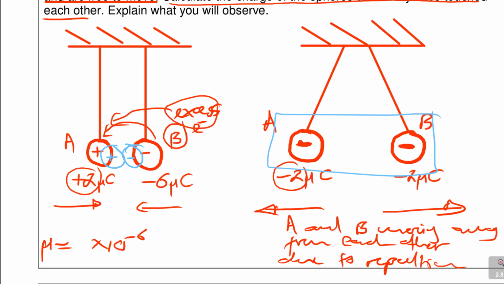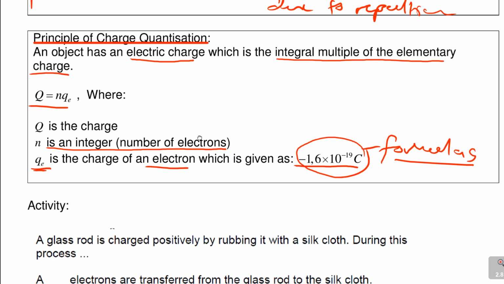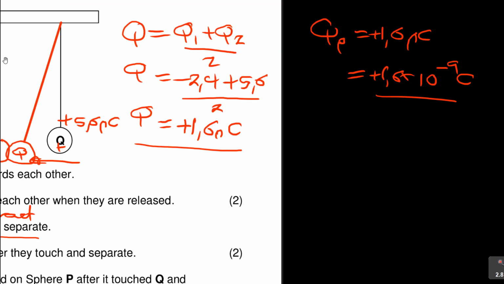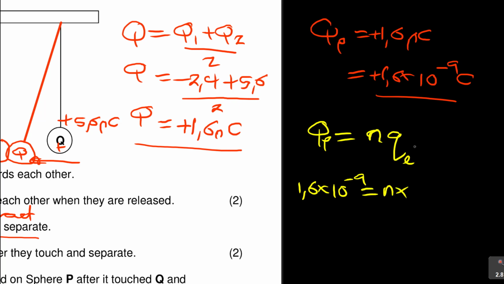And the formula you need when you're looking at the number of electrons is the principle of charge quantization, where n is the number of electrons. So Q is nQe. That's what you need to use there. So you're going to say Q is equal to nQe, where e is the charge of an electron. So you already know that is the charge for P. So 1,6 times 10 to the power negative 9 is equal to n times the charge of an electron.